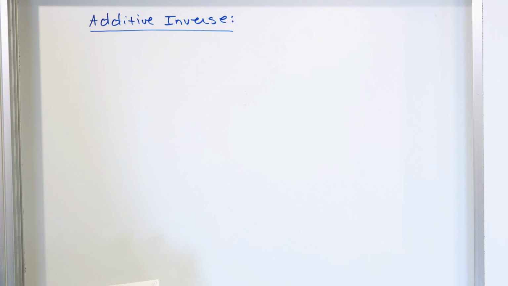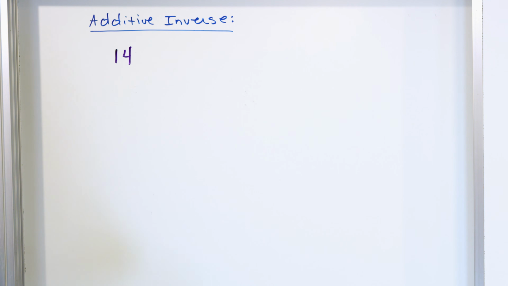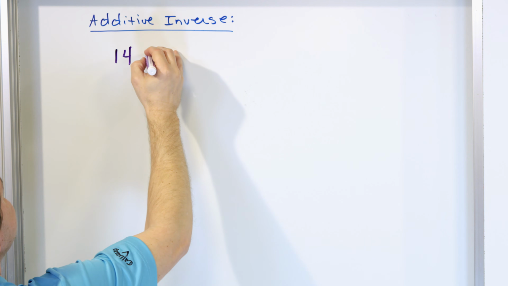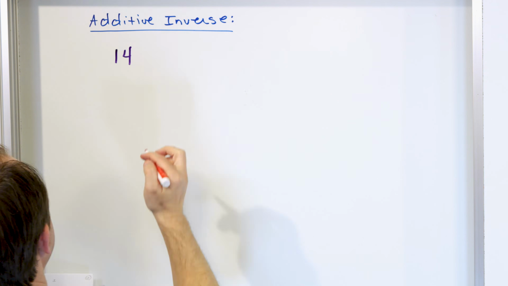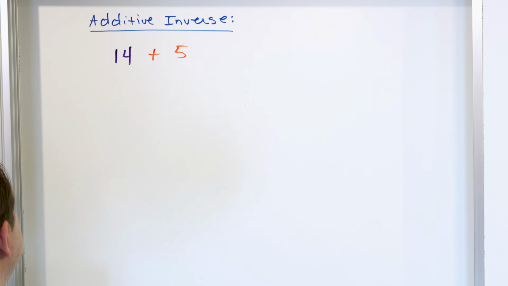So let's say you start with a number, any number you want. I'm going to pick 14. That seems like a nice number. And I'm going to add something to it. I'm going to change this number. Let's change colors. I'm going to add 5 to it. So now if I add that together, that would be 19.